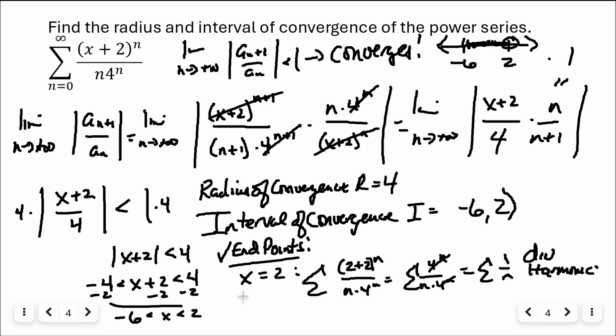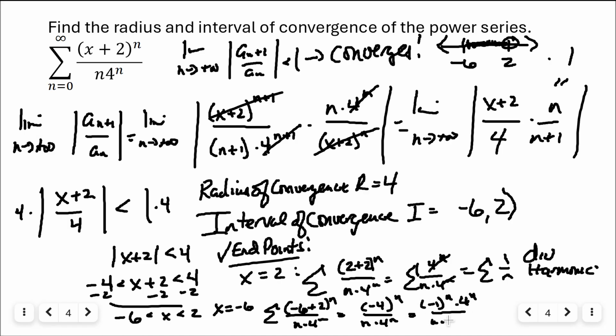Now at -6, let's see if I can fit it in here. When x is -6, if I substitute that in, I'm going to drop the sum sign in a minute. (-6 plus 2) to the n over n times 4 to the n is going to be (-4) to the n over n times 4 to the n. That's (-1) to the n times 4 to the n over n times 4 to the n. Those drop out. Now I get (-1) to the n over n. Well, what do I know about (-1) to the n over n? Let's come over here.